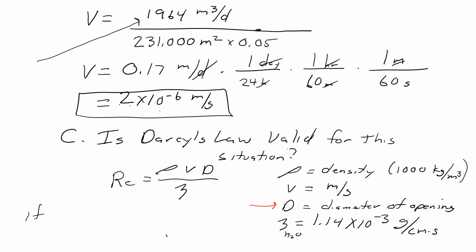And remember, this is for open channel flow, if your Reynolds number is less than 2,000, then it's laminar. But remember, I also said that measuring the diameter of the opening is really, really difficult. If we change it from diameter of opening to grain size, then we adjust our Reynolds number. So anything less than 1 is laminar.